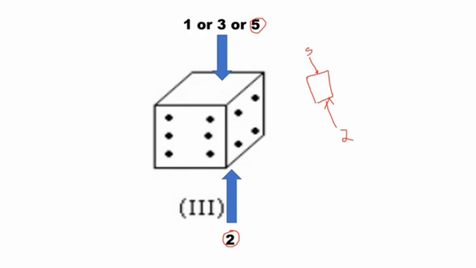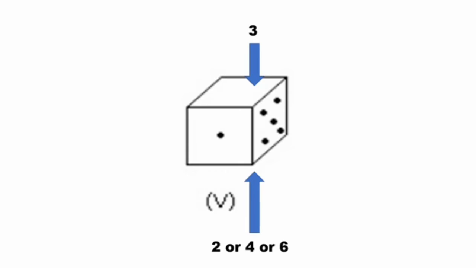Okay. Yes. Then for the next one also we have 3 on the top, because 1 and 5 are already taken. Then the opposite of 3 will be 4, right? That is better. So we can take top as 3 and base as 4. Okay, base as 4. We can take like this.